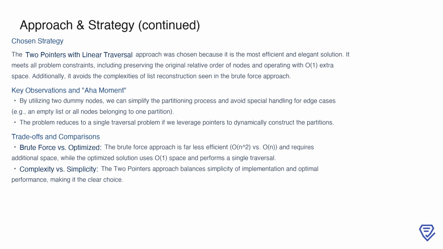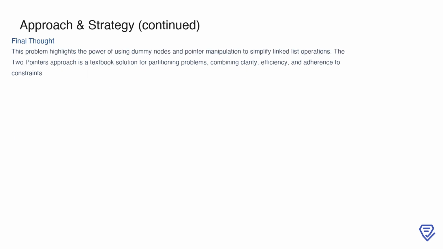This problem serves as a great example of how dummy nodes and pointer manipulation can simplify operations on linked lists. The two-pointers approach is not only a textbook solution for partitioning problems, but it also showcases how clarity, efficiency, and adherence to constraints can be achieved simultaneously. By leveraging these techniques, we can handle linked list problems more effectively, making this approach a valuable addition to your problem-solving toolkit.